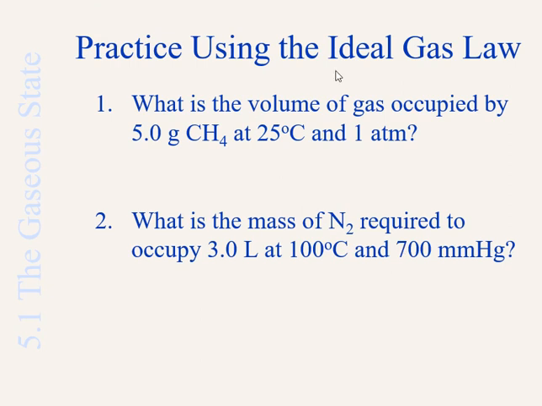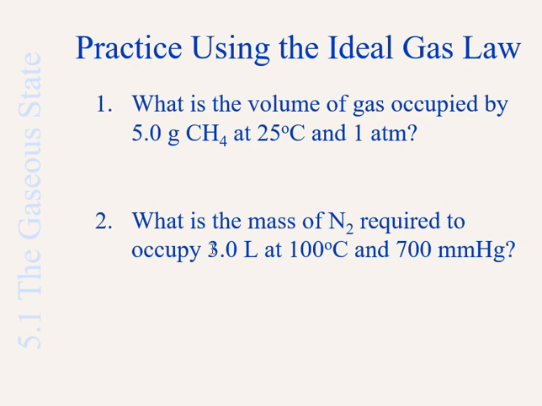and you can then solve for volume. What is the mass of nitrogen required to occupy 3.0 liters at 100 degrees Celsius and 700 millimeters of mercury? So now you are solving for the mass. The ideal gas law will not give you the mass, but it will give you the number of moles. Once you have the number of moles, you can find the mass using the molar mass of nitrogen, which is about 28 grams per mole.